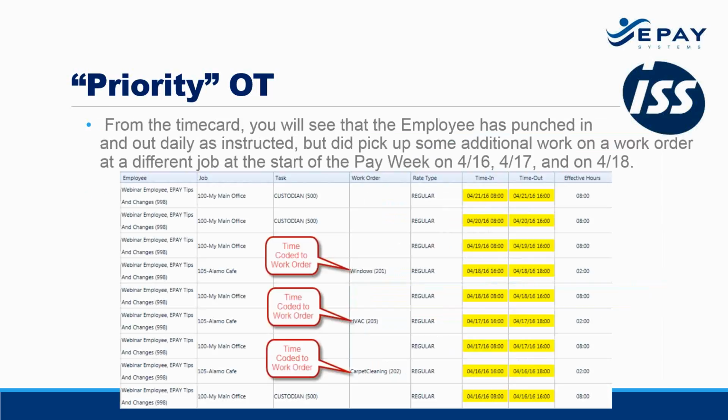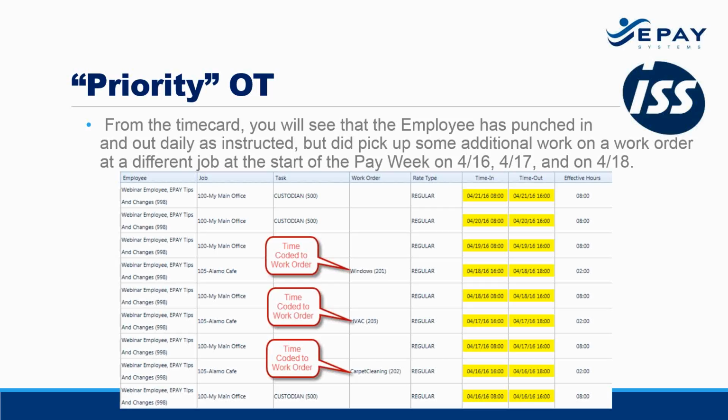Now, from the time card, you'll see that the employee has punched in and out daily as instructed, but did pick up some additional work on a work order at different jobs. For example, the start of the pay week here was back on 4/16, but you'll notice that the additional work was done at the beginning of the period, and that's typically the norm around here. Sometimes we want to get some extra work at the beginning of the week, and unfortunately, we start the week including that weekend. So occasionally, we have an employee that works time to a work order.